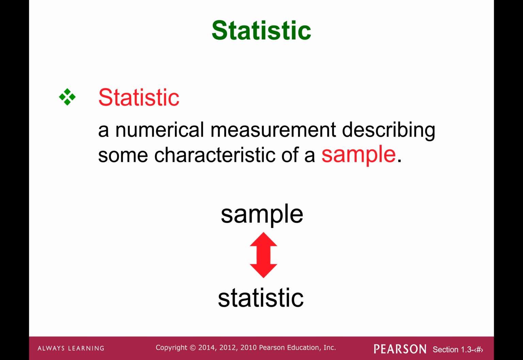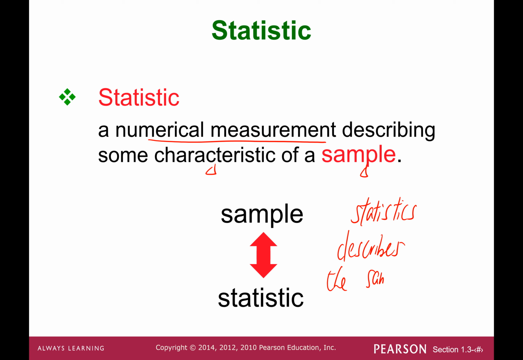And then a statistic is a numerical measurement describing some characteristics of the sample. So a statistic is used to describe the sample characteristics, and typically uses numerical numbers.